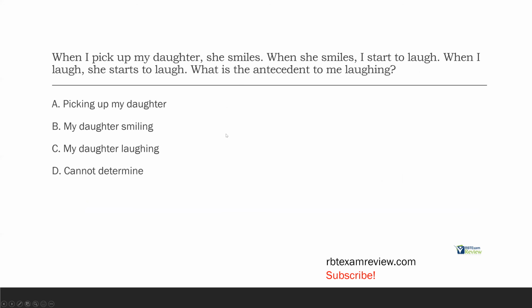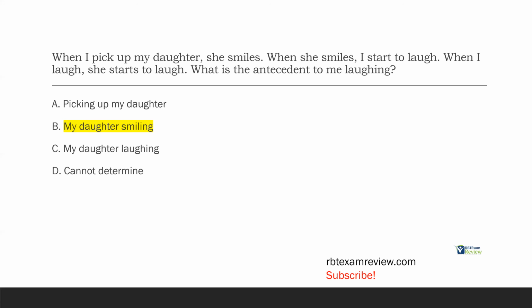Antecedent, of course, is what happens right before the behavior. In this case, me laughing. So let's find me laughing. Well, I pick up my daughter, she smiles. When she smiles, I start to laugh. Here we go. What is the antecedent to me starting to laugh? Well, when she smiles. So what is the antecedent? My daughter smiling. Easy question.